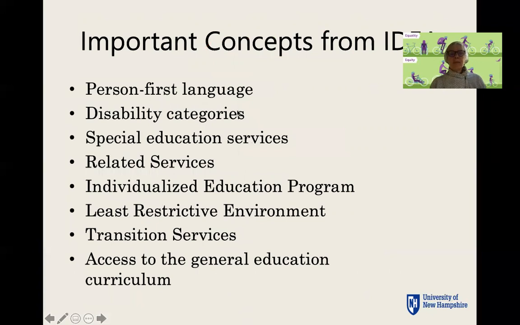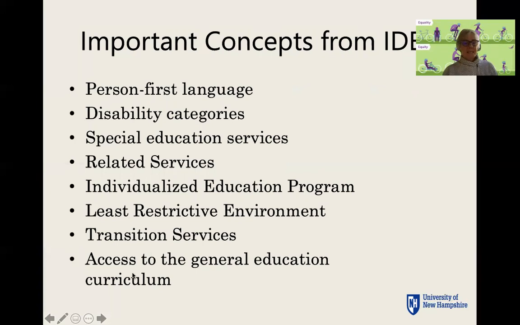Some other things that we consider is person first language. We say a student with a disability. Other important considerations, special education services. Okay, what support does the child need? Related services, occupational therapy, physical therapy. IEP, least restrictive environment, which we're going to go into. So there's some other concepts that are important to know that fall under IDEA.